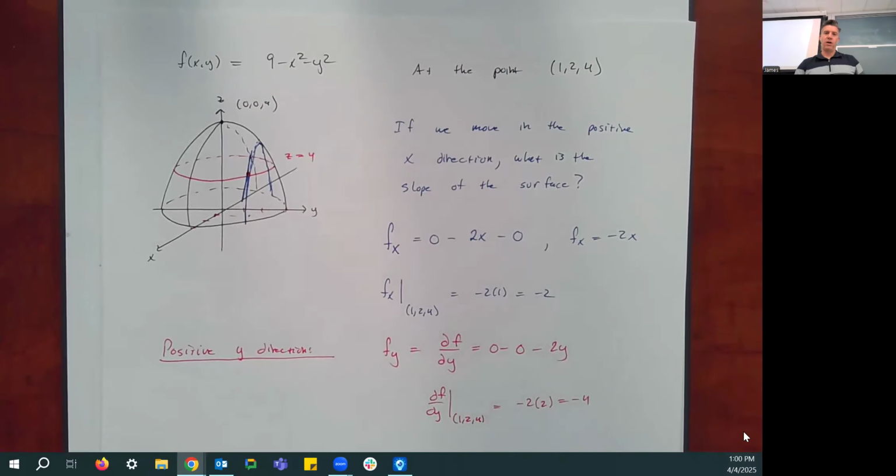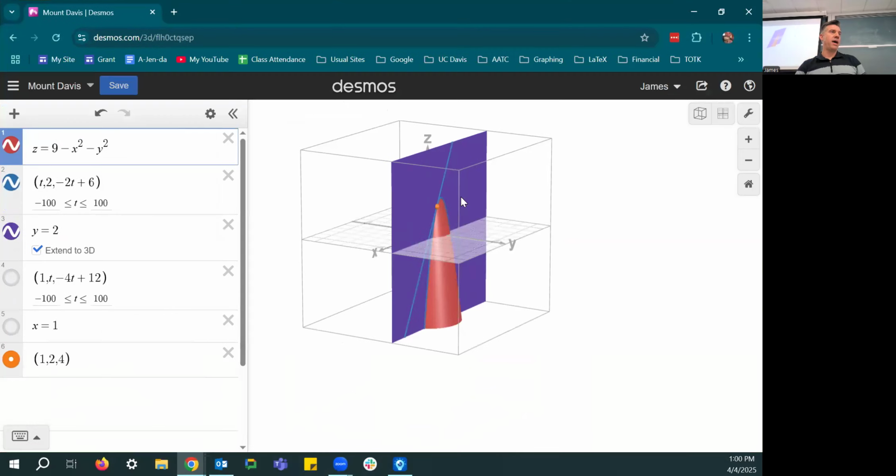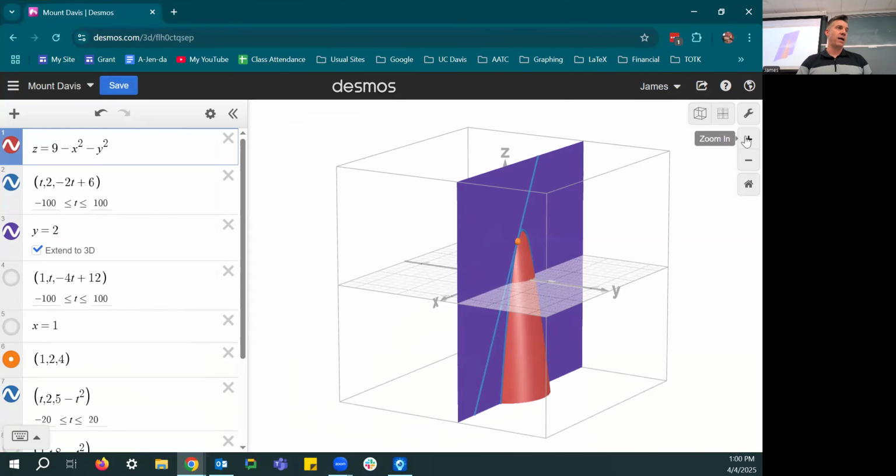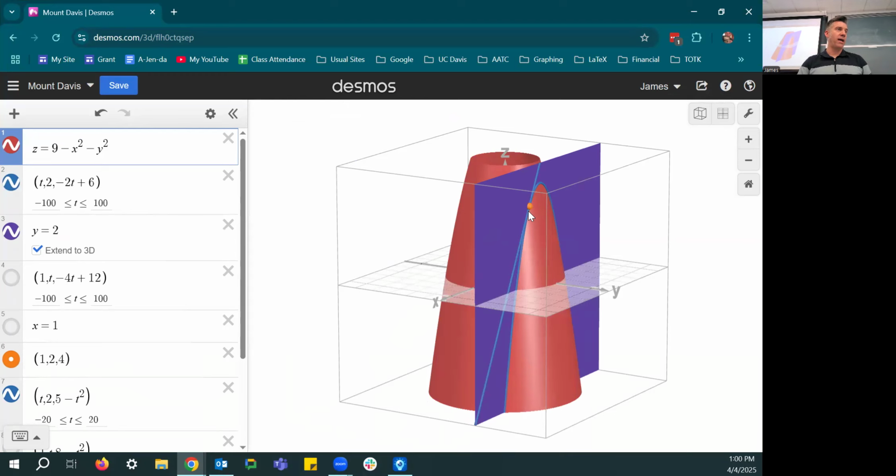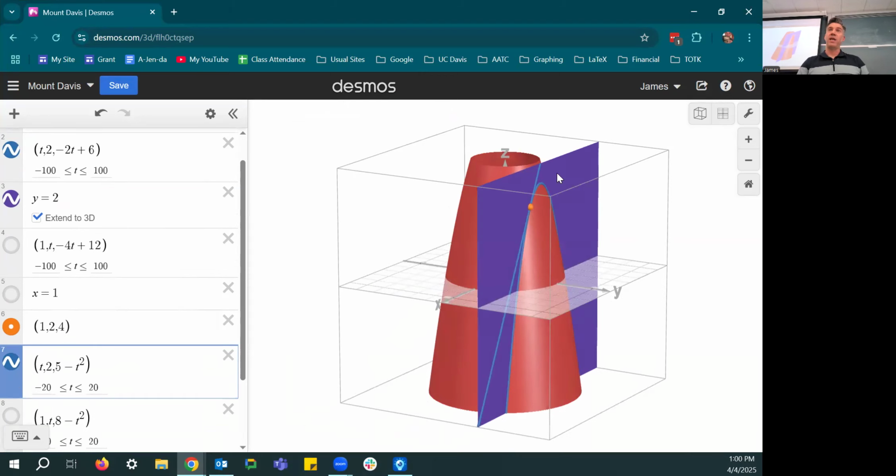Also, here's a cool picture of what's going on. So here is that tangent line in the x direction, right? If you're on the surface at the point (1, 2, 4), and you move in the positive x direction out towards you, the slope is definitely negative 2. Now, here's what's kind of weird. If you went backwards instead and moved in the negative x direction, the slope would be positive 2, because then you'd be moving up instead of down.